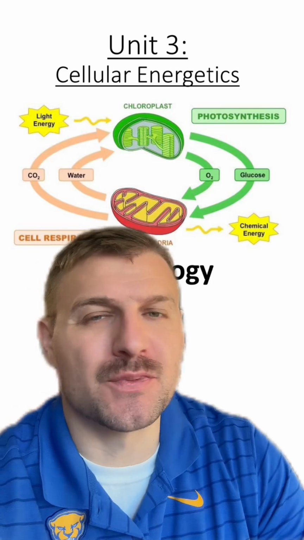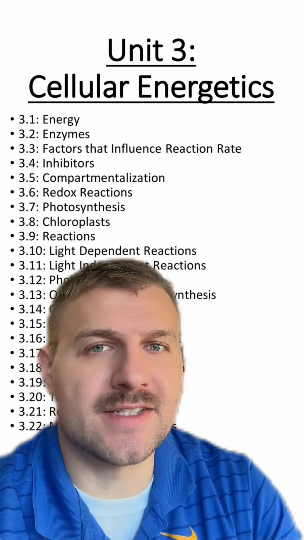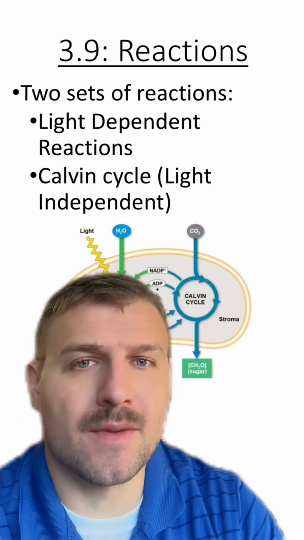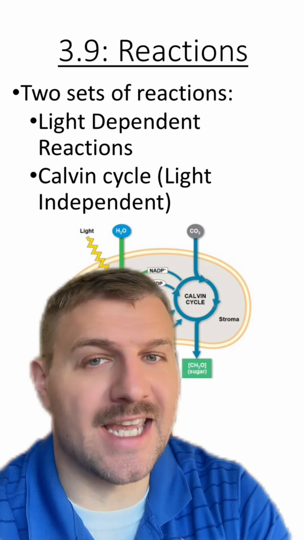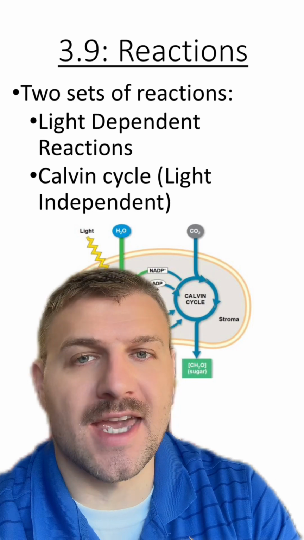Hello AP Biology students, we're going to go over the ninth section in Unit 3. In this section, we're going to really start diving down into the different reactions and processes within photosynthesis. There are two main reactions in photosynthesis, the light-dependent reactions and the light-independent reactions, otherwise known as the Calvin cycle.